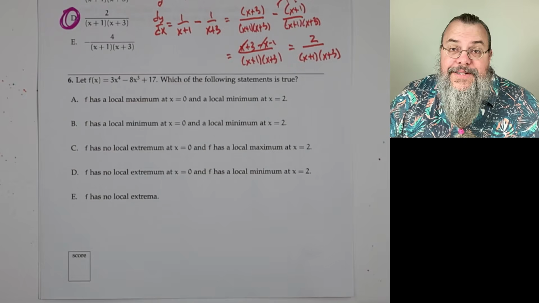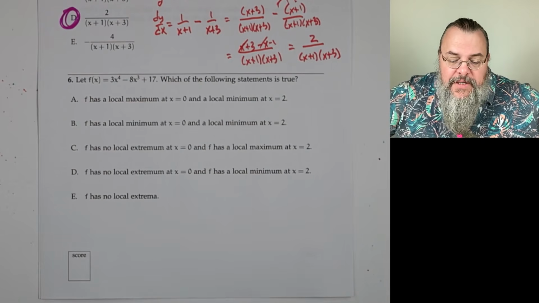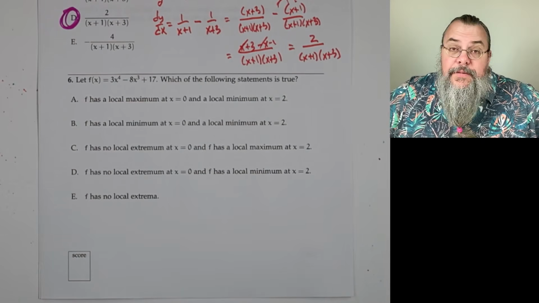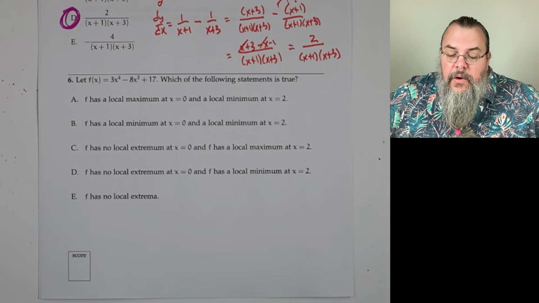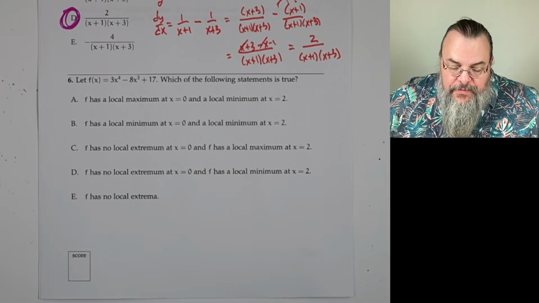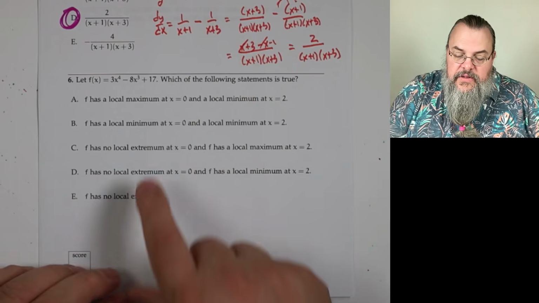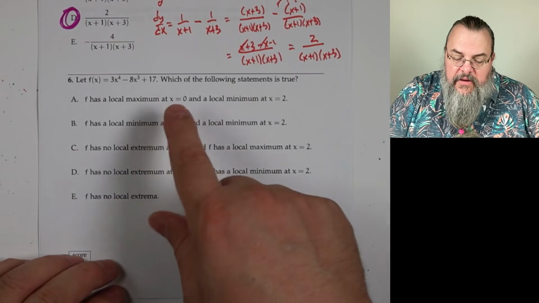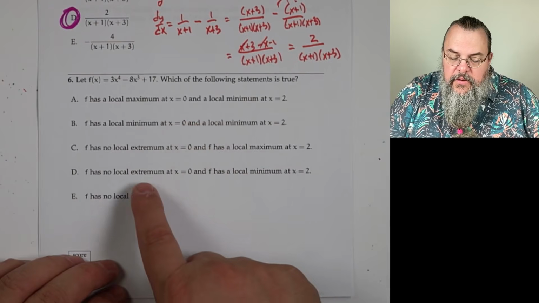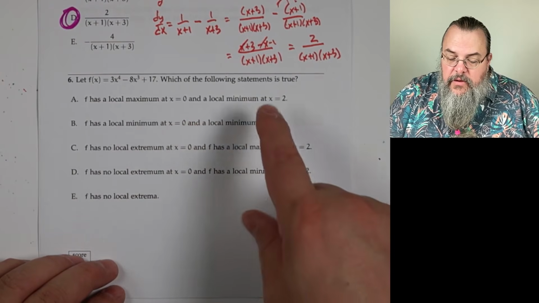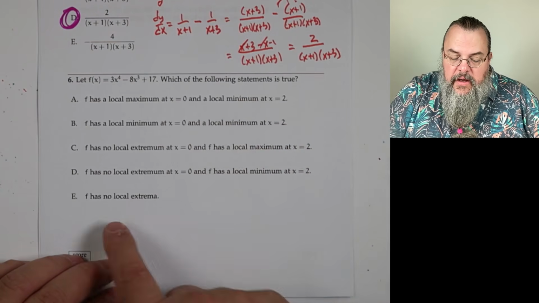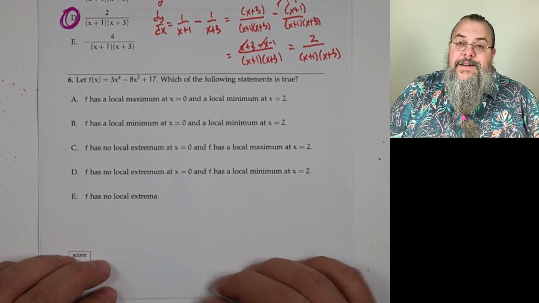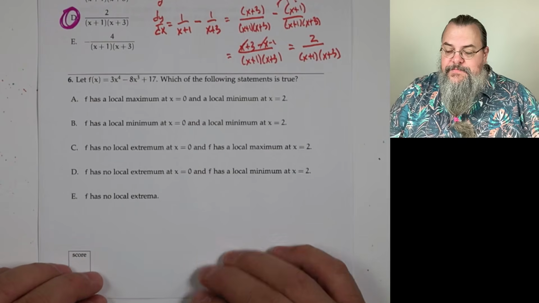Well, these things happen. Number 6. Let f of x be 3x to the fourth minus 8x cubed plus 17. Which of the following statements is true? So they either have a local max or a local min, or no local extreme, minimum at 0, and a local min, a local max, or a local min at x equals 2. And then there's an option where it says, oh, haha, there are no local extrema. All right.